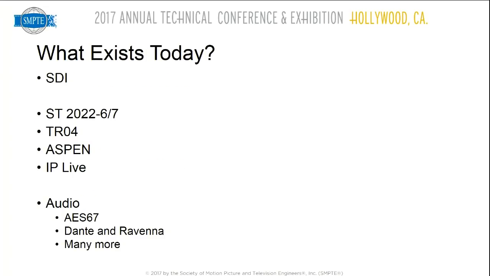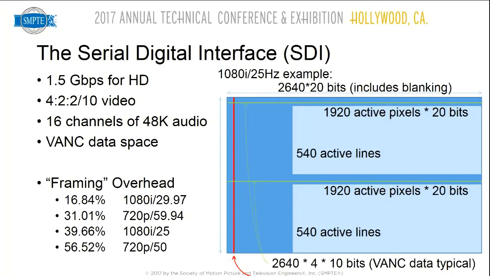So what do we have today? We have SDI, we have 2110, ASPEN IP Live. So let's take a quick look at these and how they stack up with the requirements.